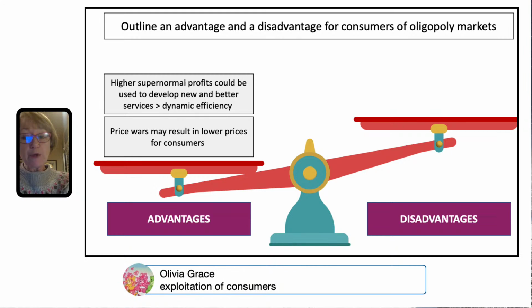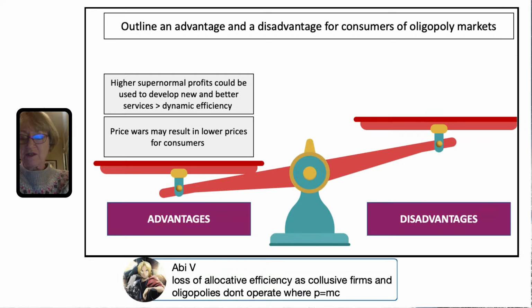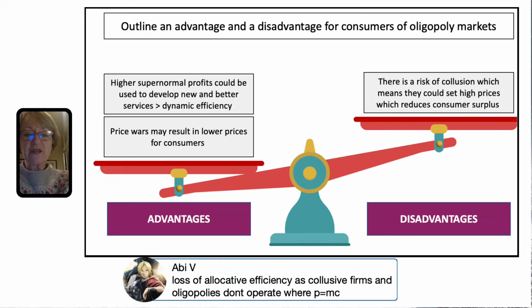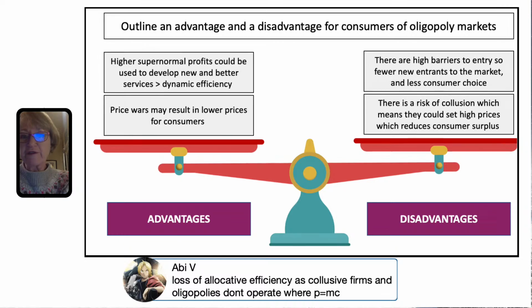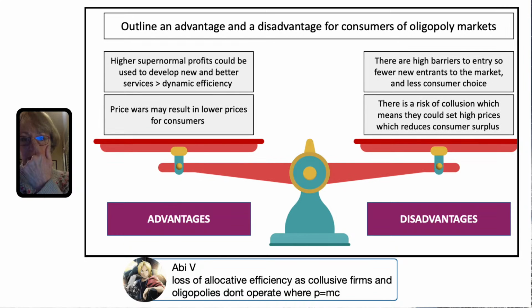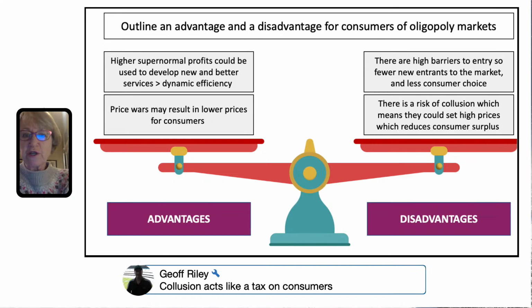Well done. Exploitation of consumers, says Olivia. Yeah, maybe particularly if there's collusion. Okay, good. Some very good suggestions coming in there. Well done. Let's have a look at the suggestions we've got, and I think they reflect very much what was going through. So we have got there, sitting on the balance of our scales, there's a risk of collusion, which means they could set higher prices, which reduces consumer surplus.